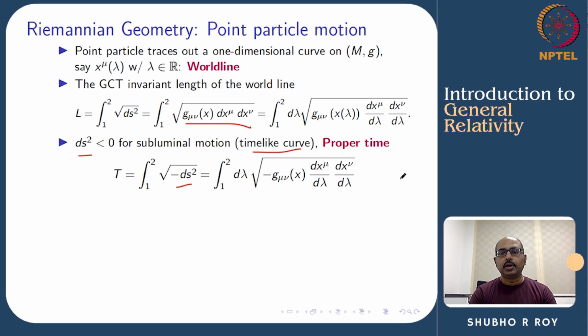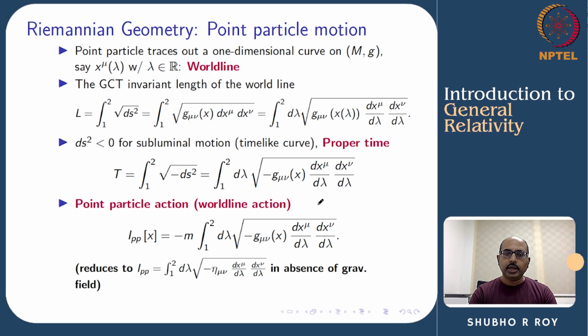Now it turns out that the action for a massive point particle is given in terms of the world line proper time. So as you can see, the action is equal to minus m times tau. Let me not write the integral because we have defined already the integral to be tau. So the action is minus m tau, and you can see that when we do not have a gravitational field, that is g mu nu becomes equal to eta mu nu, this reduces to the point particle action in special relativity.